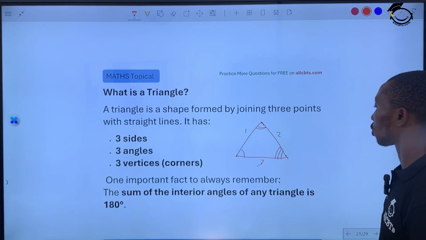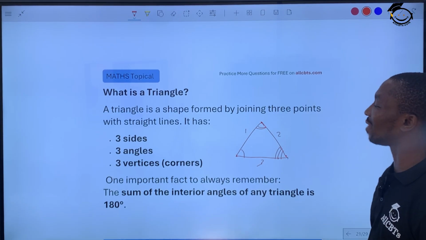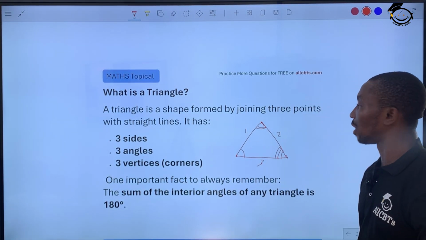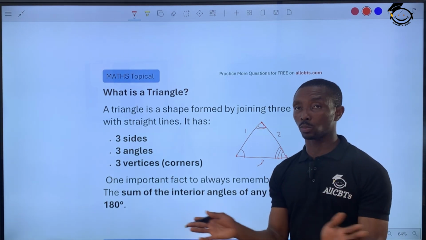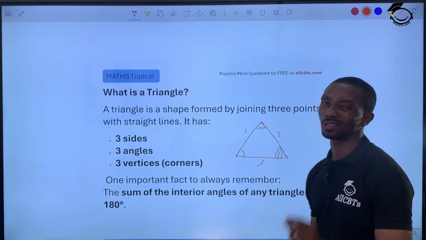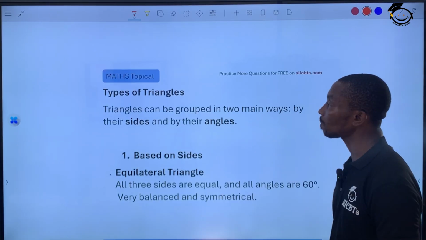One important fact always to remember, like we said before, the sum of the interior angles of any triangle is what? 180 degrees. That simply means no matter how big or small the triangle is, the sum of these 3 angles must be 180 degrees.